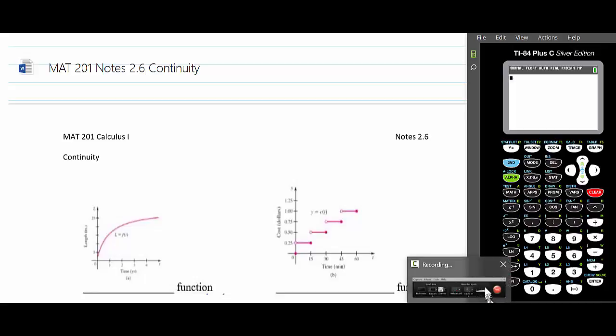Right, a little Beatles for us today as we get into talking about continuity in Calculus 1.